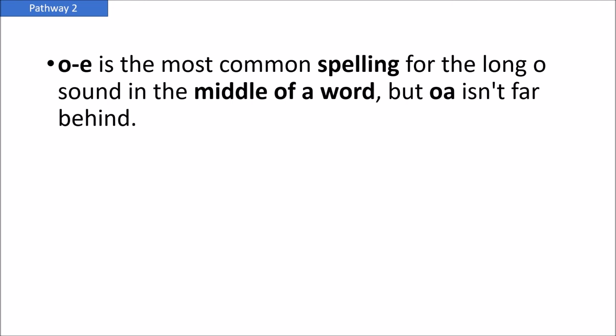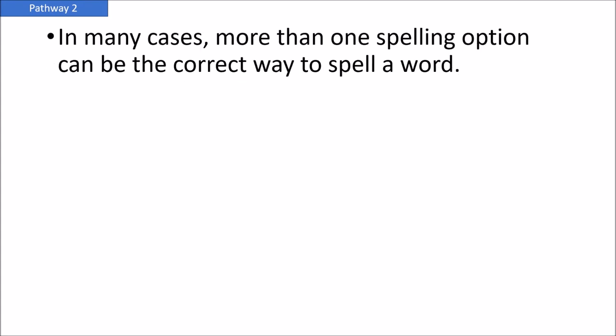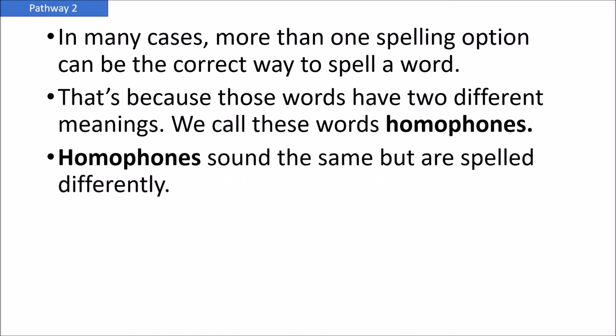O consonant E is the most common spelling for the long O sound in the middle of a word. But OA isn't far behind. OW is the most common way to spell the long O sound at the end of words. In many cases, more than one spelling option can be the correct way to spell a word. That's because those words have two different meanings. We call these words homophones. Homophones sound the same but are spelled differently.